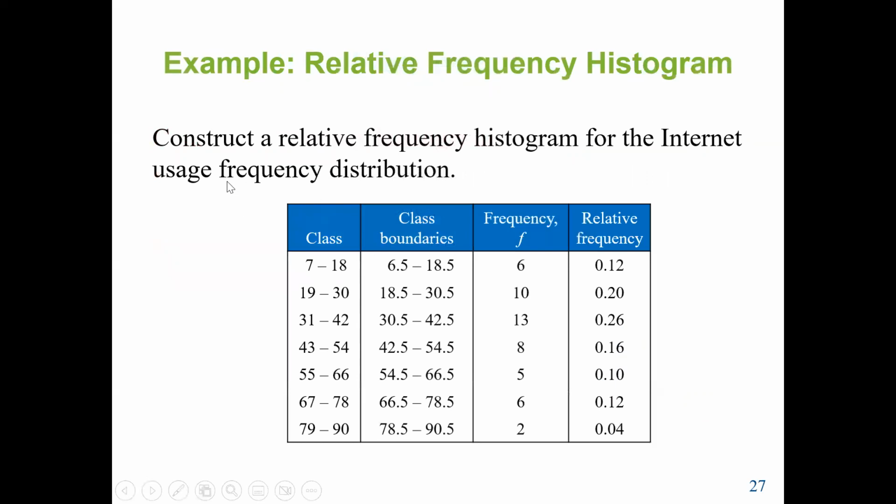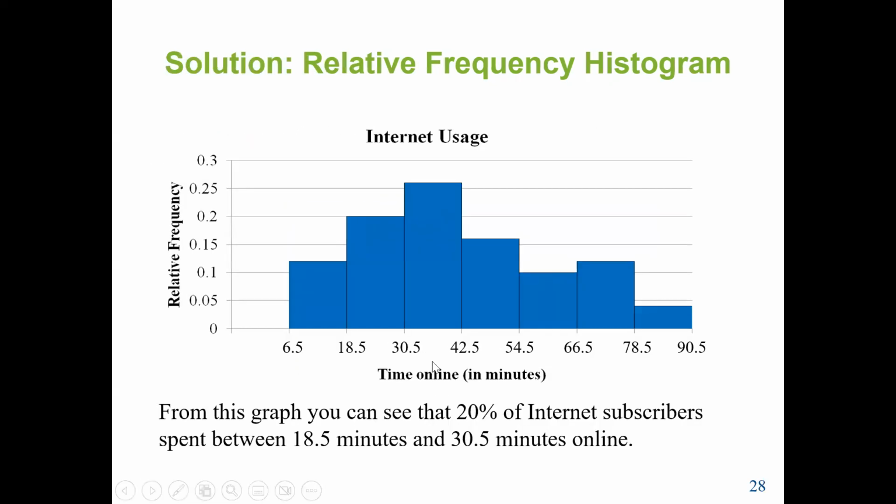So we should construct a relative frequency histogram for the internet usage frequency distribution. So we have the relative frequency. Again, we said it is the proportion of each class. So to get 0.12, we divide 6 by 50 because the total frequency is 50. We divide 10 by 50, that gives us 0.2, 13 by 50, that gives us 0.26, etc. to the end. Now we are going to use the relative frequency value as our vertical axis. So that will be our solution, relative frequency, and we have the relative values.